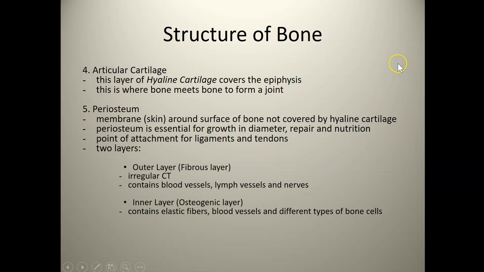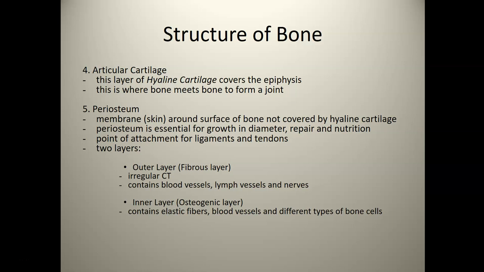Number 4 is the articular cartilage. At either end, in the knobs, at the epiphyses, this is where the bones will meet to form the joints. Bone against bone won't work. It'll grind away, it'll disappear, it'll be extremely painful, and the patient wouldn't be able to move. So what the body has done is placed a shock-absorbing tissue called cartilage that covers the ends of those epiphyses to help make it frictionless as the bones move. The articular cartilage is called hyaline cartilage, and it covers the epiphysis, and this is where bone meets bone to form the joint.